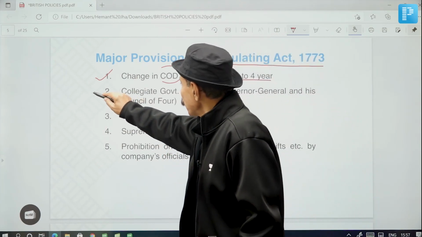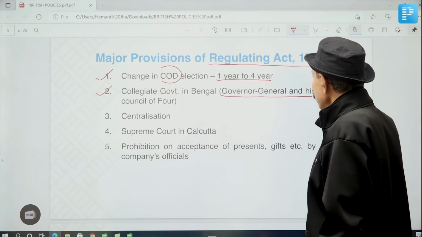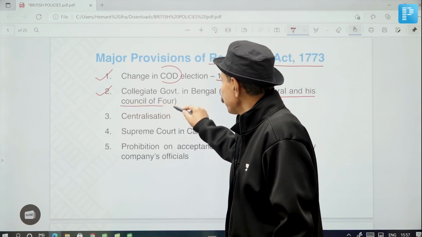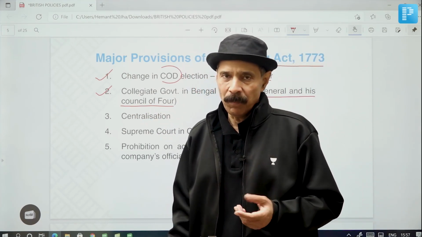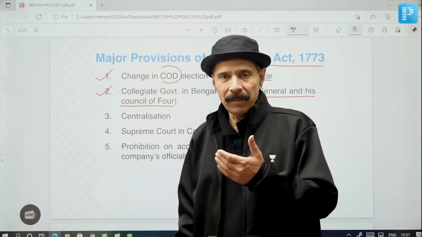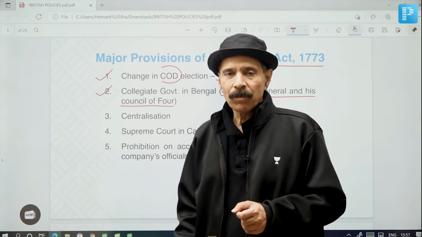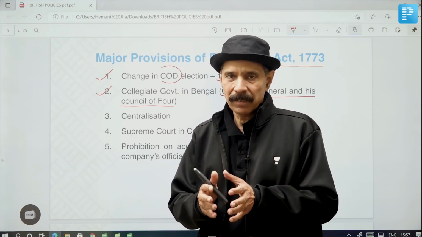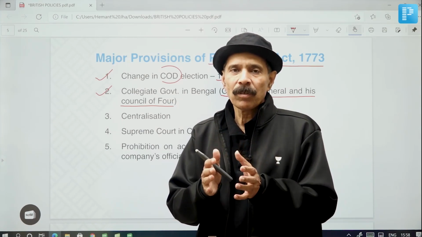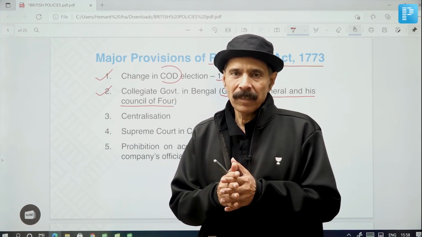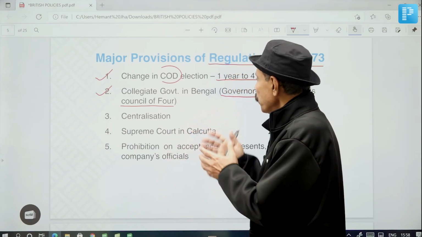The next point is collegiate government in Bengal that consisted of the Governor General and his council of 4 members. The Governor of Bengal was made Governor General of Bengal. There was a council of the Governor General of Bengal, and this council had 4 members. So the Governor General of Bengal and the 4-member council together played the role of the executive and the legislature. This is what we call collegiate government.